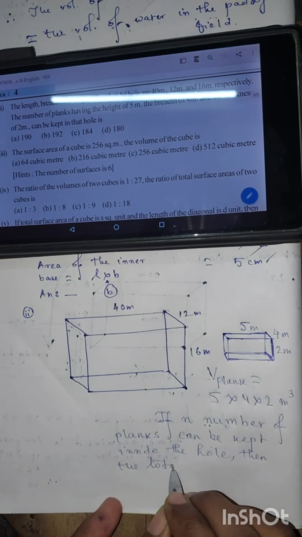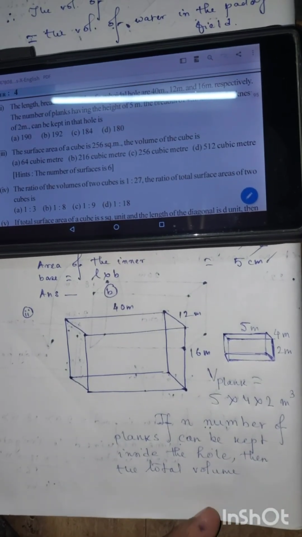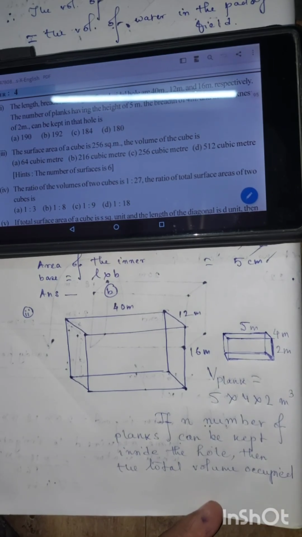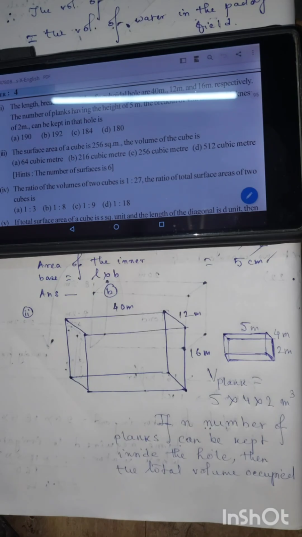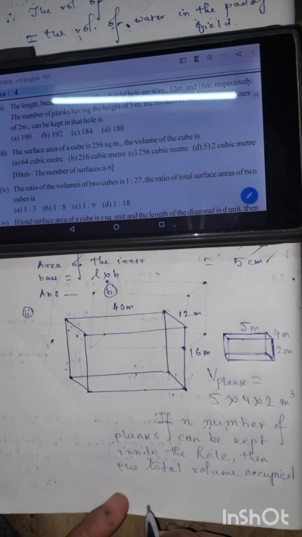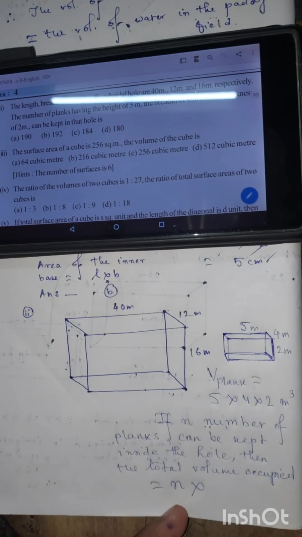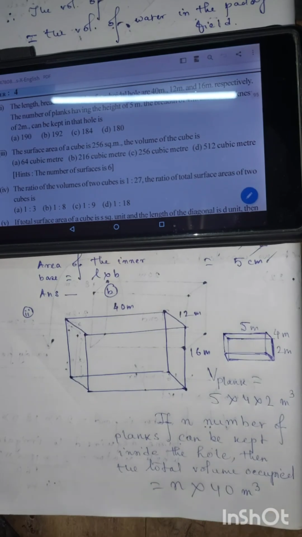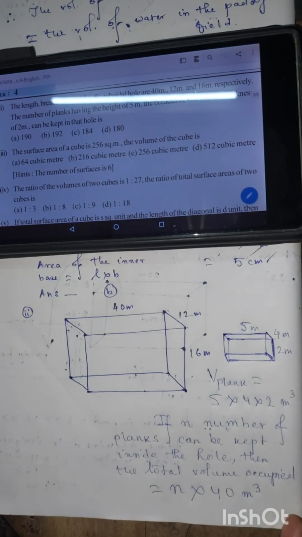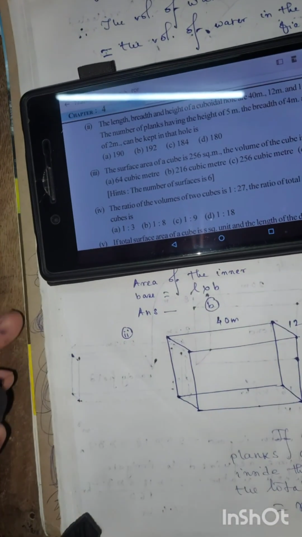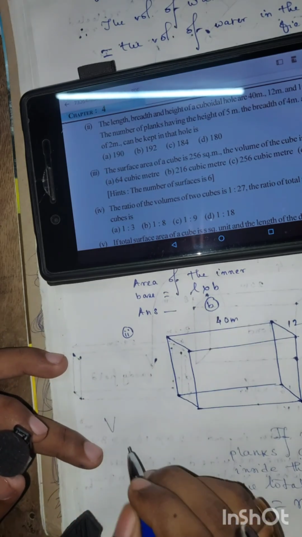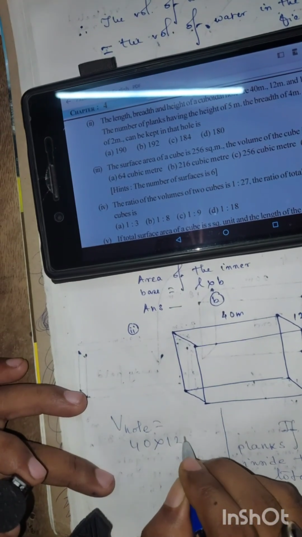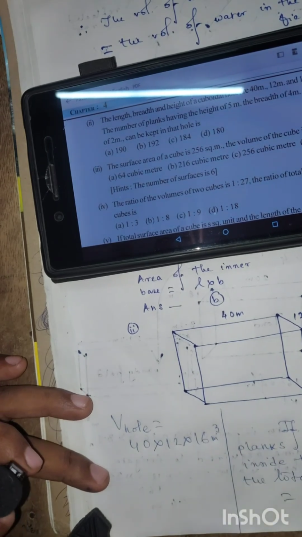the total volume occupied is equal to n into 40 meter cube. Now, volume of the hole.